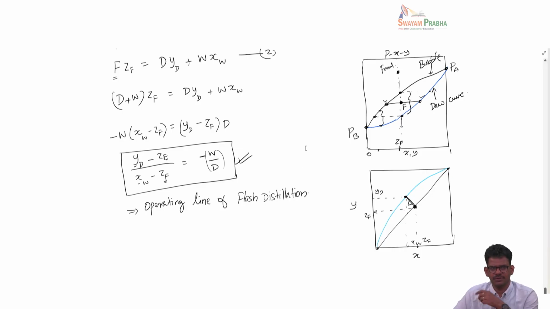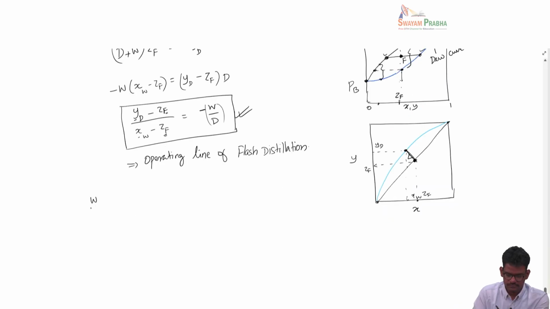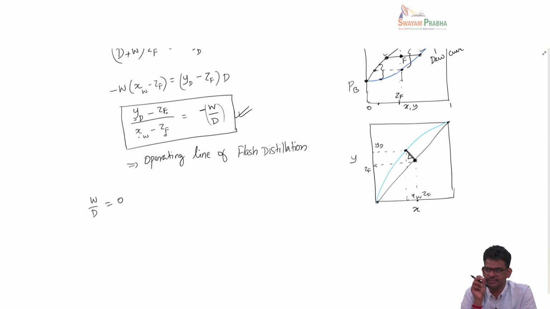Now, since we are talking about the slope of the line that dictates what the equilibrium composition is, what are the possible ranges of this slope? What are the ranges that we can have? I can have W by D equal to 0. What does that mean? Everything is vaporized. So that means this corresponds to which point? It corresponds to dew point. Okay, so this corresponds to dew point.